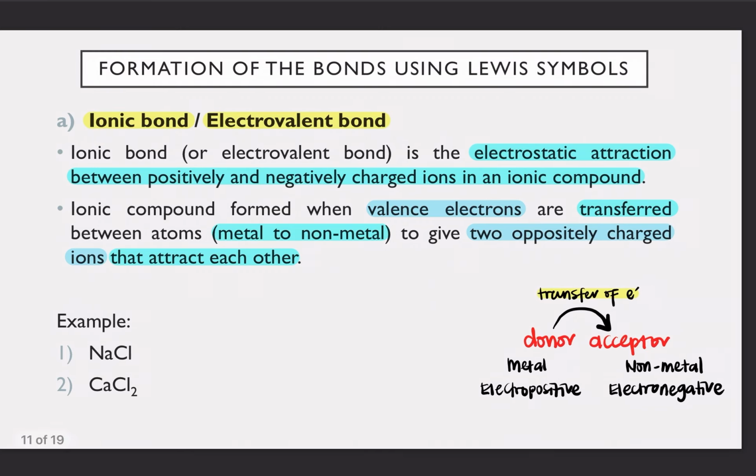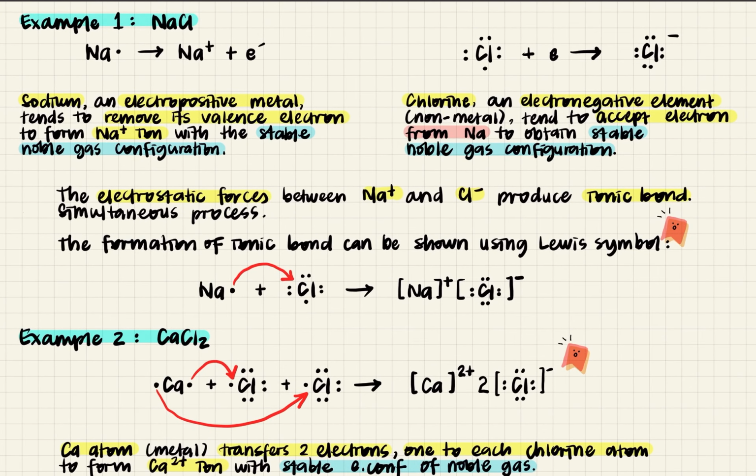Okay, so for NaCl, we know that sodium and chlorine form a salt, or ionic compound. The sodium is a metal and chlorine is a non-metal. Sodium is in group 1 while chlorine is in group 17. So your sodium is an electropositive metal which tends to remove its valence electrons. Therefore, it can form a sodium plus ion in order to achieve the stable noble gas configuration.